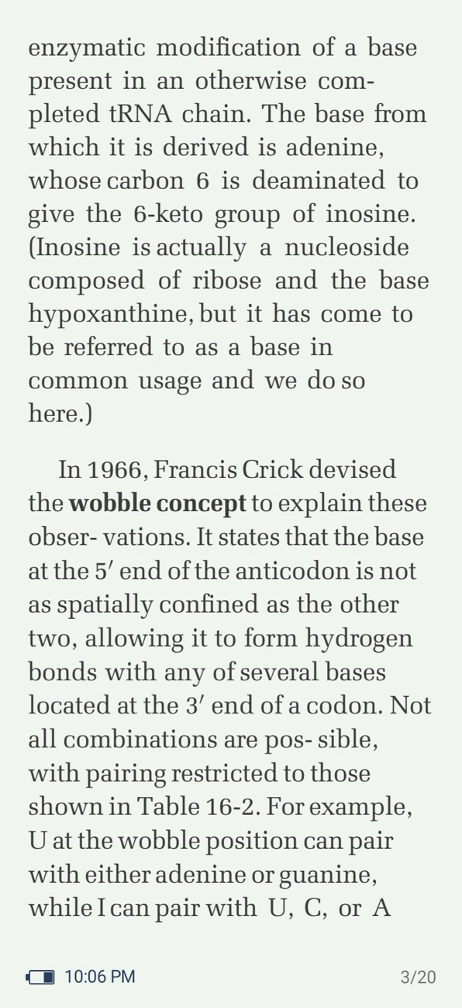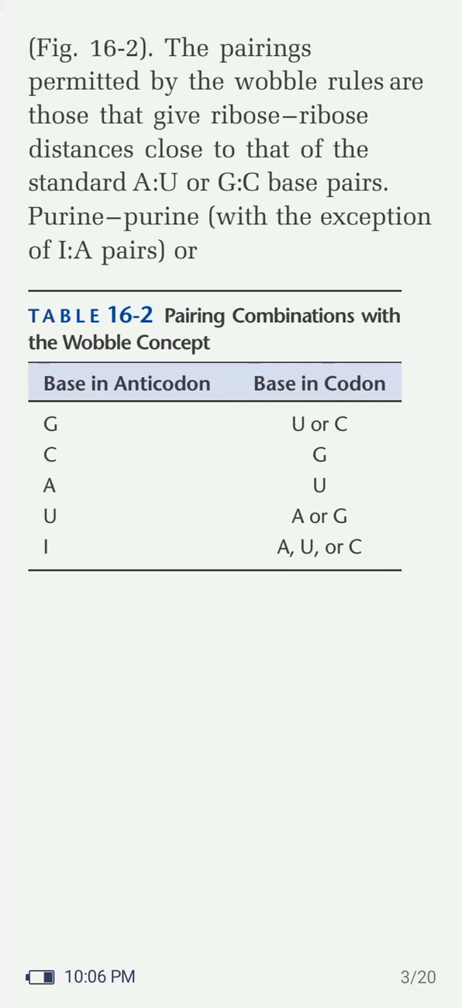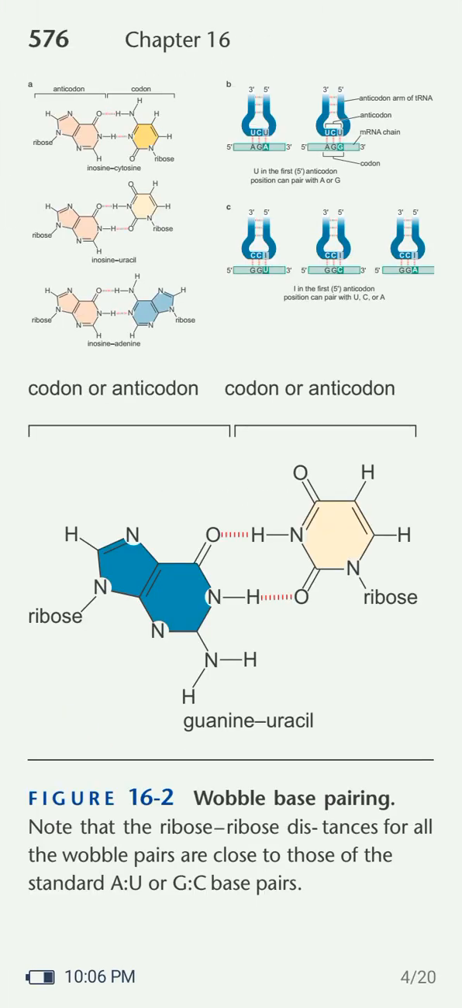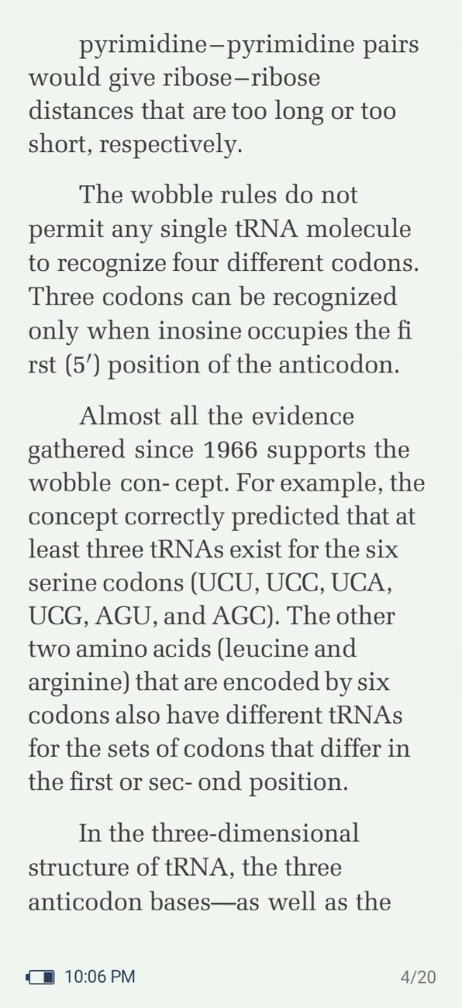For example, U at the wobble position can pair with either adenine or guanine, while I can pair with U, C, and A. Pyrimidine pairs would give ribose distances that are too long or too short, respectively. The wobble rules do not permit any single tRNA molecule to recognize four different codons. Three codons can be recognized only when inosine occupies the first 5' position of the anticodon.